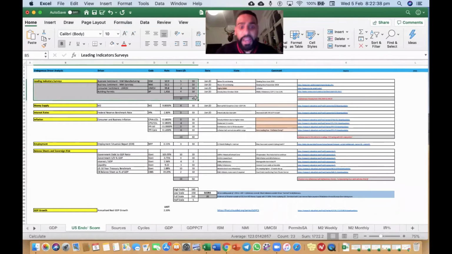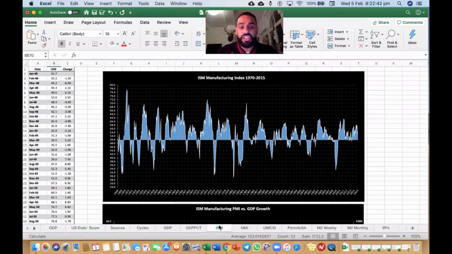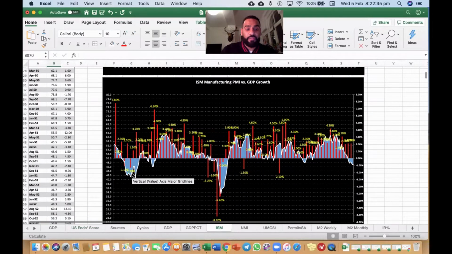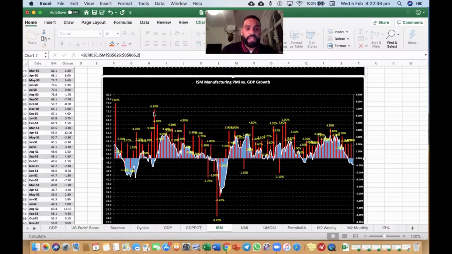So we look at manufacturing services PMI. So this has an 85% certainty with predicting GDP growth. And you can see this here. You have manufacturing PMI in blue, and then you have GDP in red. Now look how closely they correlate with each other. And this predicts GDP with an 85% certainty since 1950.